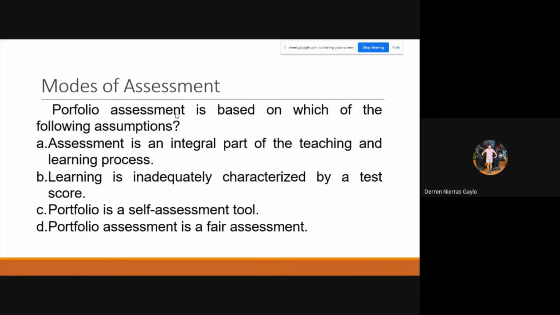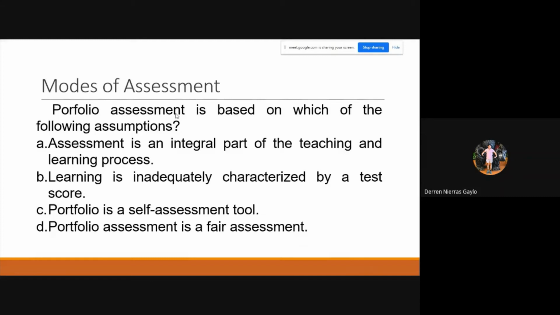Portfolio assessment is based on which of the following assumptions? What do you think? Assumptions. Which is assumed? Why are we using portfolio assessment? A. Assessment is an integral part of the teaching and learning process. Letter B. Learning is inadequately characterized by a test score. Letter C. Portfolio is a self-assessment tool. Letter D. Portfolio assessment is a fair assessment, which is an assumption.